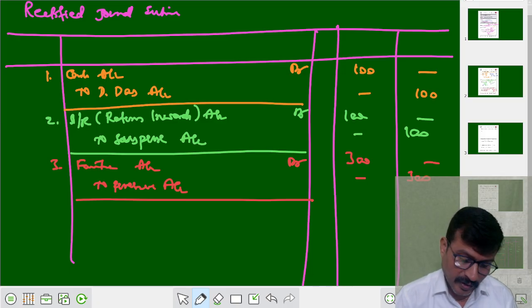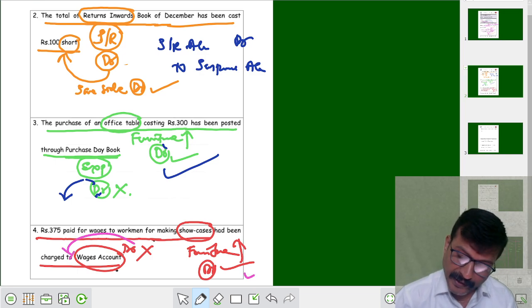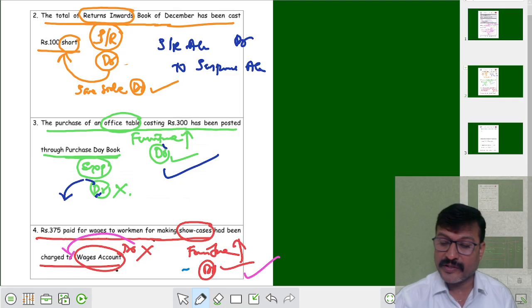Okay, I use a finger to write. Now what we have to do now? It is to be taken in opposite side. It is to be taken in same side. Now what is the journal entry? Furniture account debit to wages account.